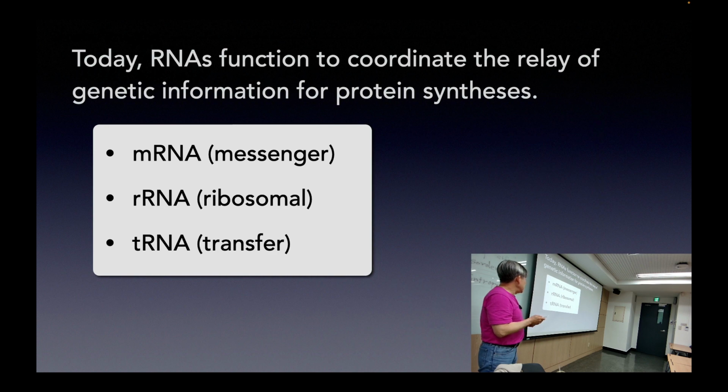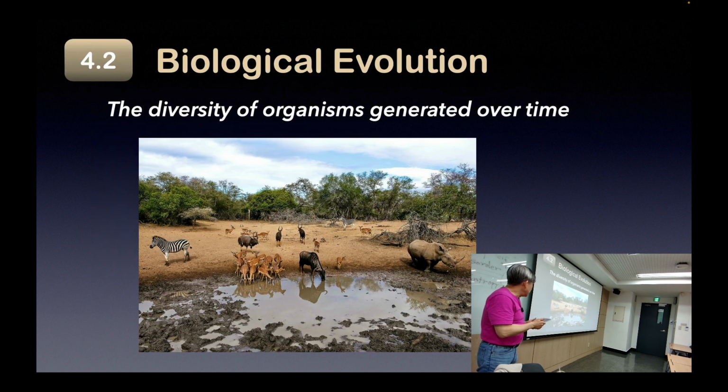There are three different types of RNAs. We will take a look at them later when we look at the function of the genes. So right now, let's not worry about this. So that's about the chemical evolution.